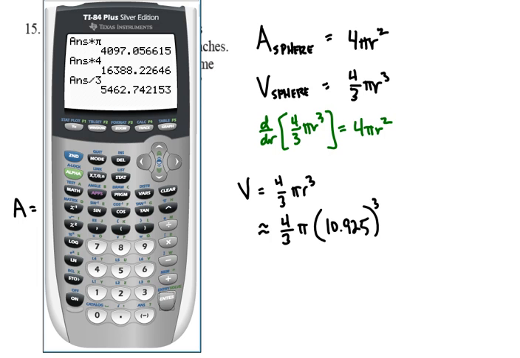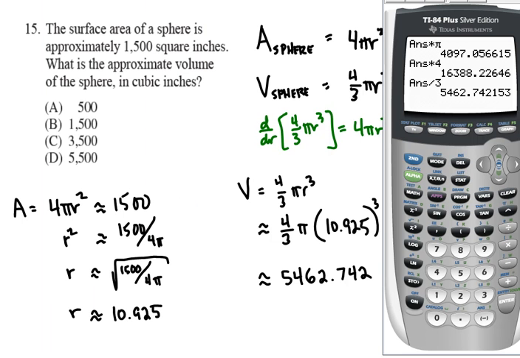5462.742. And if we looked at our answers, we would see that that is most closely related to D. So remember, what is the approximate volume? The approximate volume is about 5,500 cubic inches. Okay, so we will stop this one at this point.